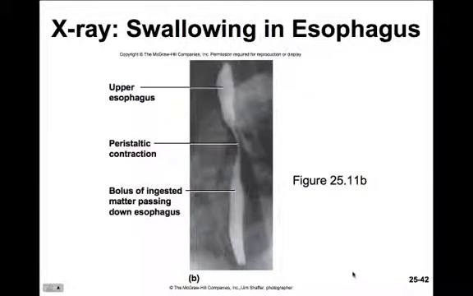Here's an x-ray of swallowing in the esophagus. You can see the upper esophagus, the peristaltic contraction, and then pushing of the food down through the esophagus. That completes the upper digestive functions. Next, we'll move on to the stomach.